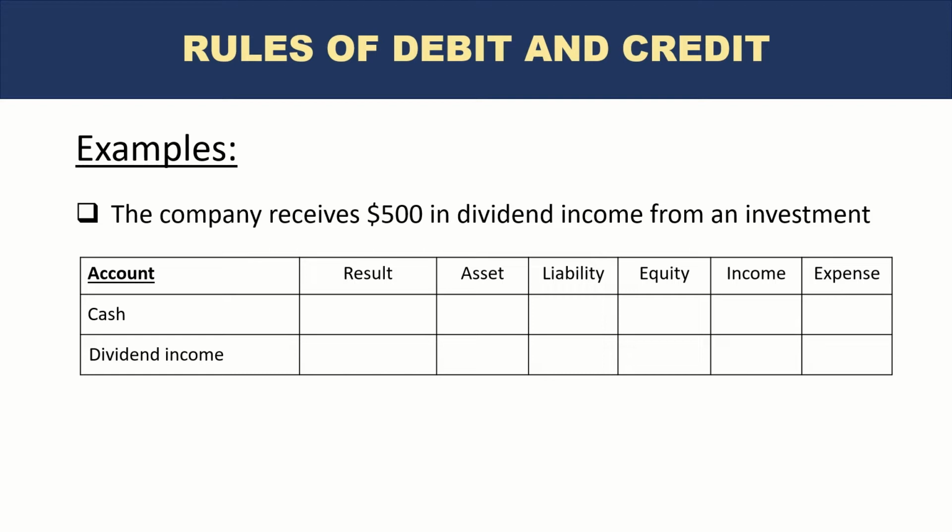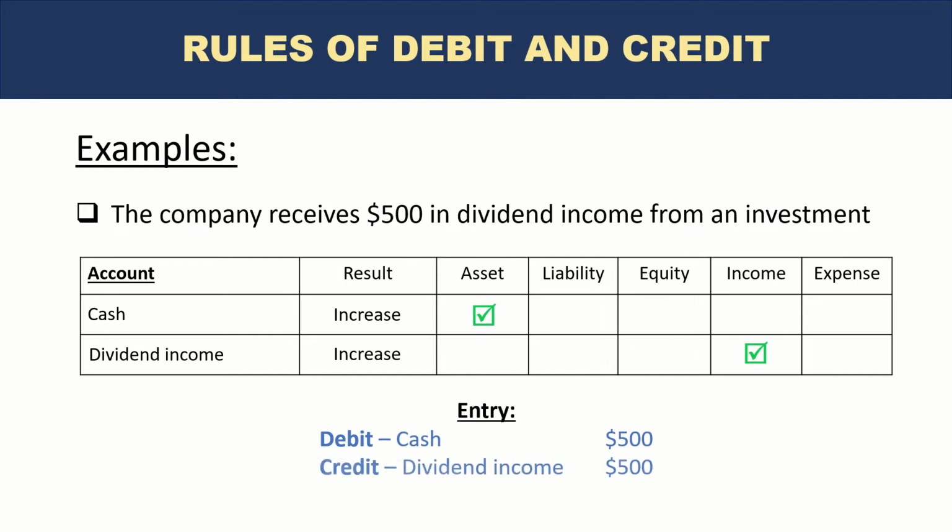What's happening to cash? Is it increasing or decreasing? Of course, it's increasing. Dividend income is also increasing. So we know when asset increases, there is a debit, and when income increases, there is a credit. So the accounting entry would be debit cash $500, credit dividend income $500.